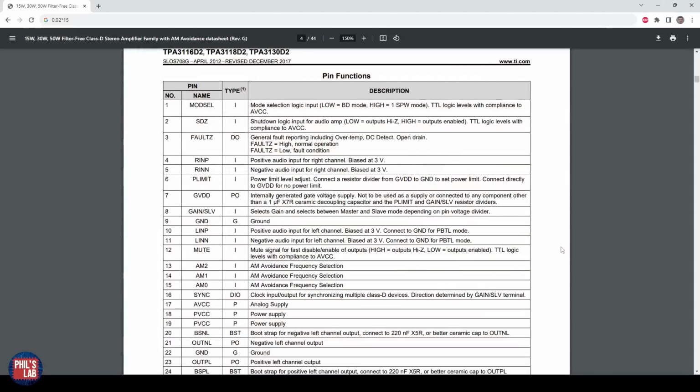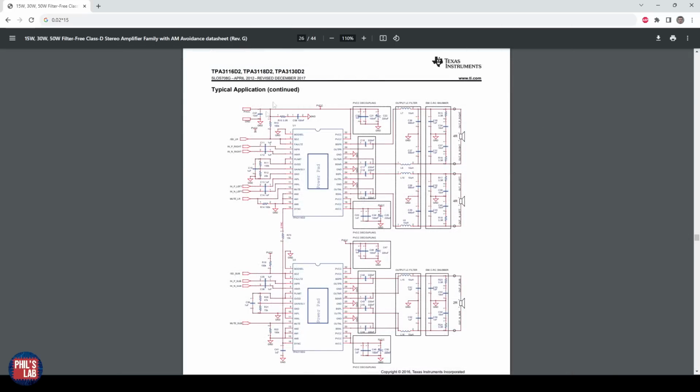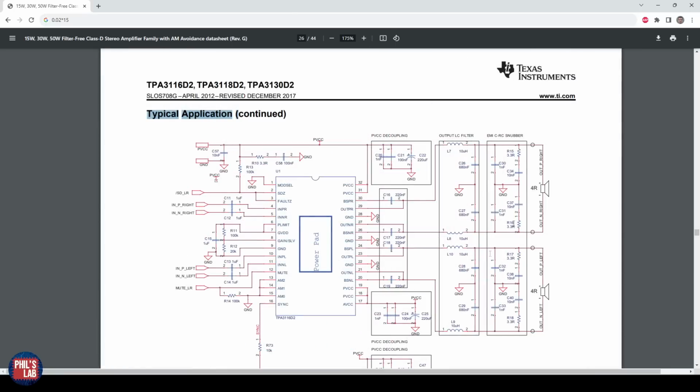Going over to the datasheet, this is where we find the pin functions and what we need to attach or how we need to connect each of these pins. What you'll see is that the schematic is very strongly based on the typical application schematic provided on page 26 of this datasheet. Many of the elements we see in the datasheet we will see in the schematic.